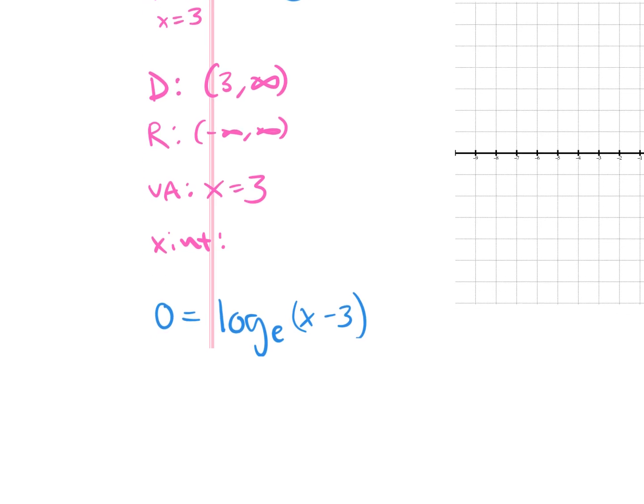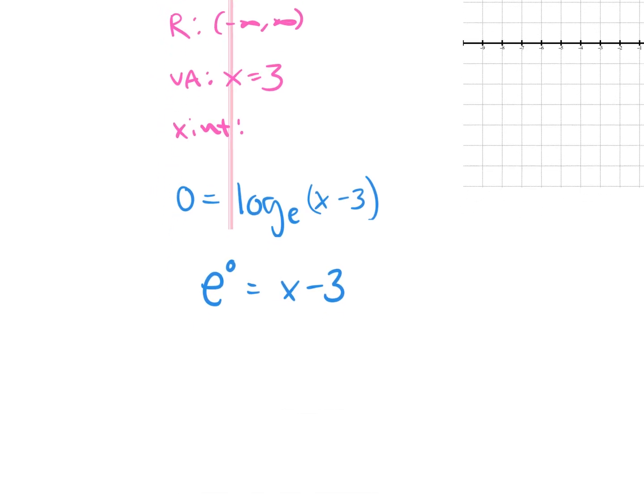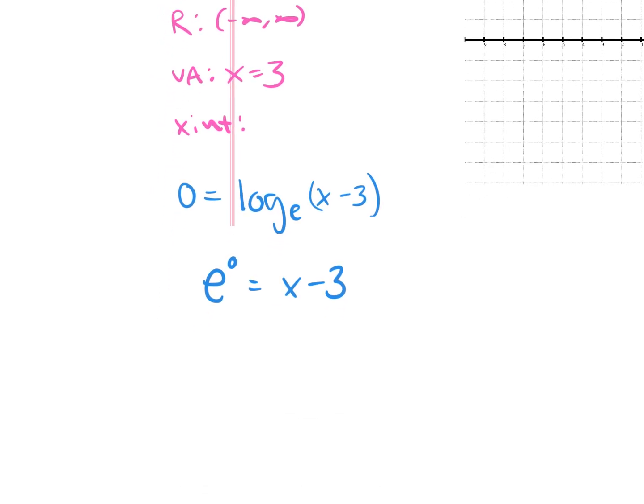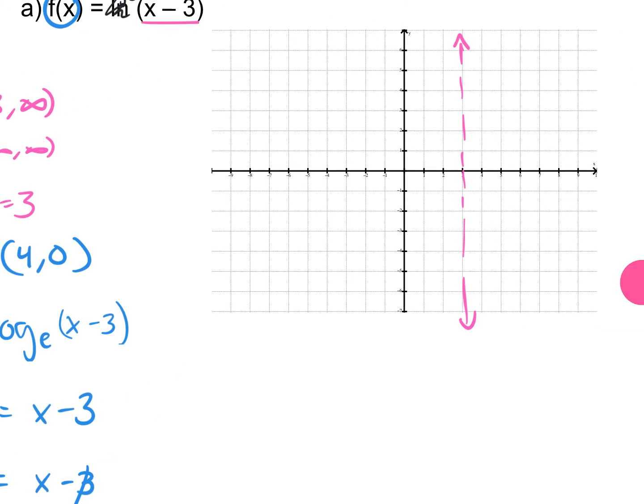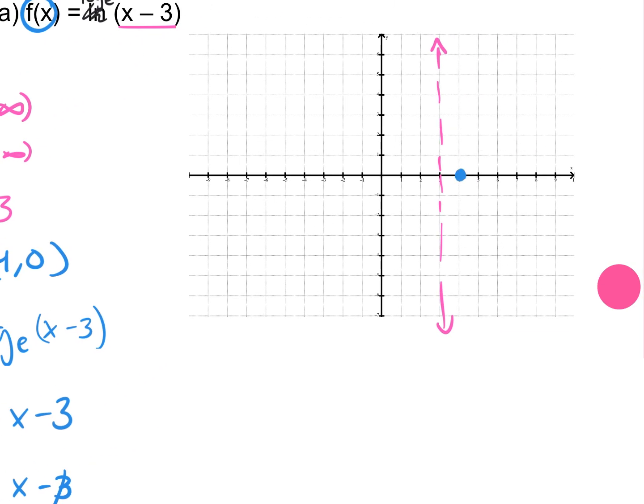So we're going to put this into exponential form. What's my base here? E. So e to the power of 0 equals x minus 3. What's e to the power of 0? 1. Anything to the power of 0 is 1. So 1 equals x minus 3. Add 3. So we get 4 equals x. How would I write that as an x-intercept? 4, 0. I'm going to go to my graph, put a point at 4, 0.